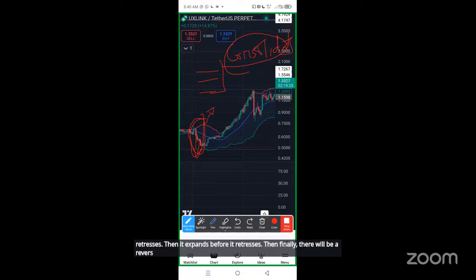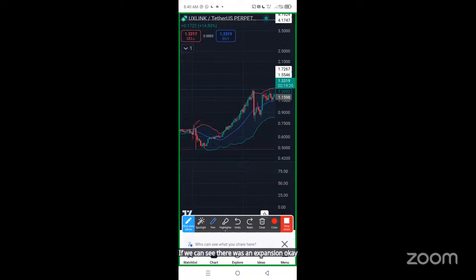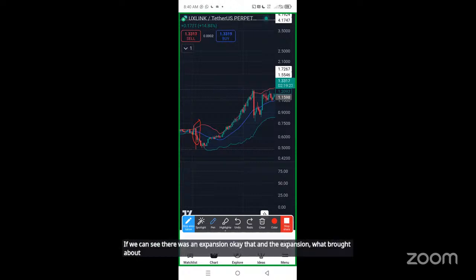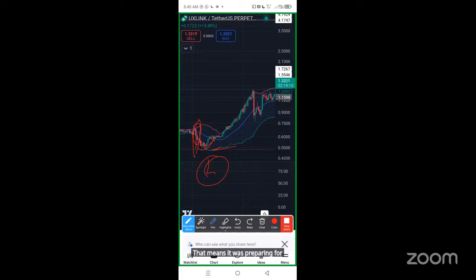Now in this case here, if you can see, there was an expansion. And what brought about this change in the trend is the attempt of this red candle breaking below the lower band. That means it was preparing for a reversal at this point.